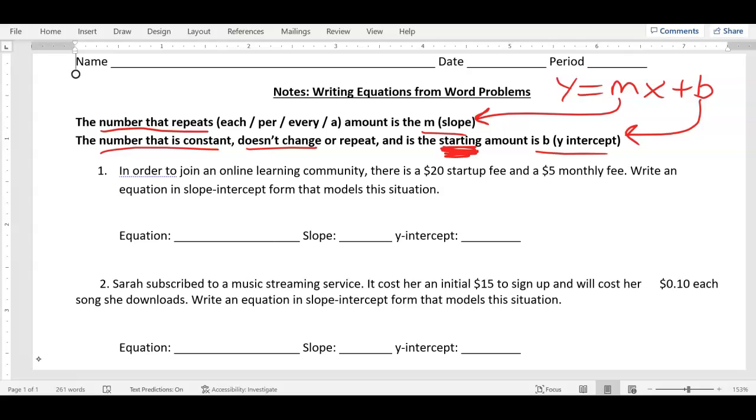$20? Okay, so why 20? It says startup. Y'all know startup is what you start with. It's in the name, right? So if 20 is the one-time beginning startup fee, then yeah, 20 is your y-intercept. Go ahead and put a little B on top of that 20. Okay, that's my y-intercept. Now, $5 monthly fee. Monthly means it happens every month. So that means that's going to be my slope. Go ahead and put an M on top of that $5.